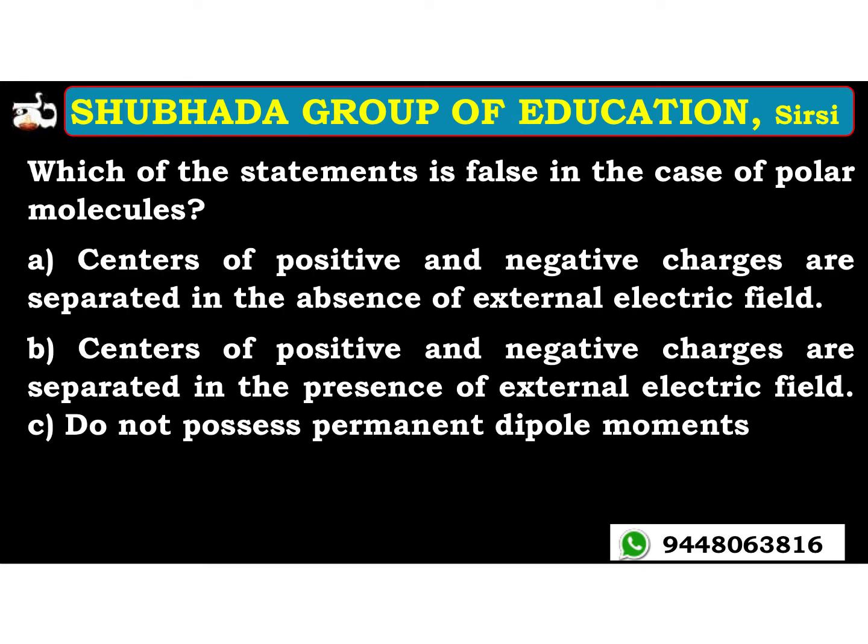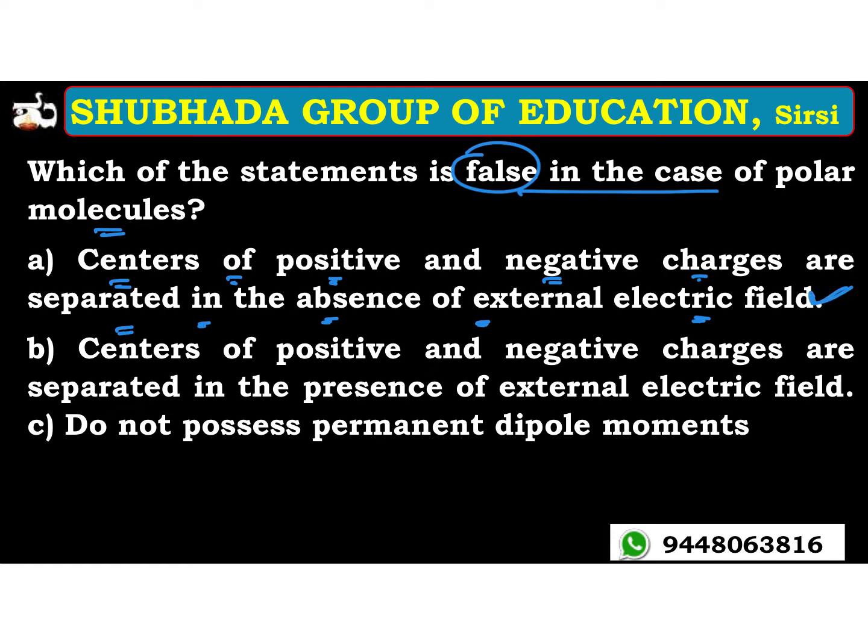Look at the next problem on the same chapter. Which of the following statements is false in the case of polar molecules? They are expecting the false statement. The centers of the positive and negative charges are separated in the absence of external electric field. It's a correct statement, correct or not?